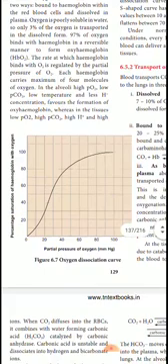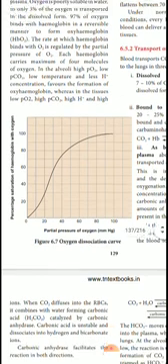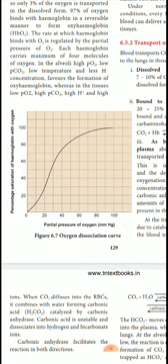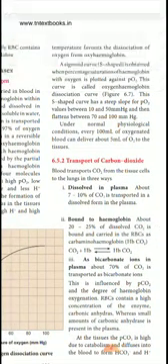In the alveoli, there is high PO2, low PCO2, low temperature, and low hydrogen ion concentration, which favor the formation of oxyhemoglobin. Whereas in the tissues, low PO2, high PCO2, high hydrogen ion concentration, and high temperature favor dissociation of oxygen from oxyhemoglobin.